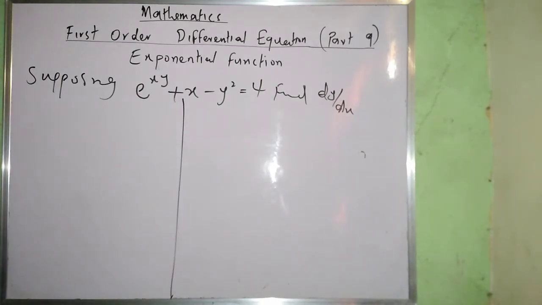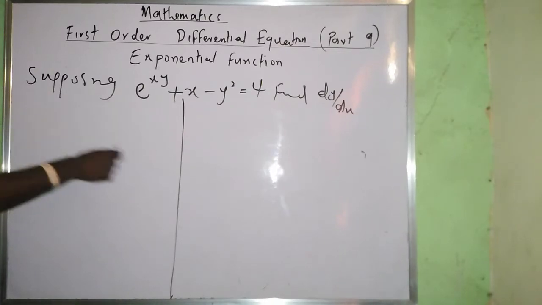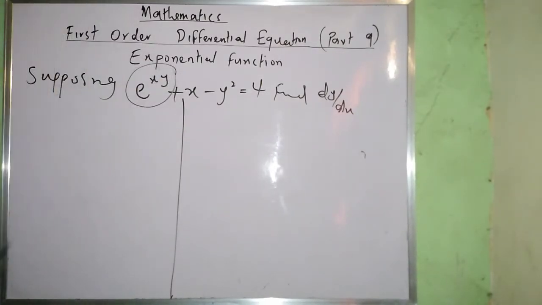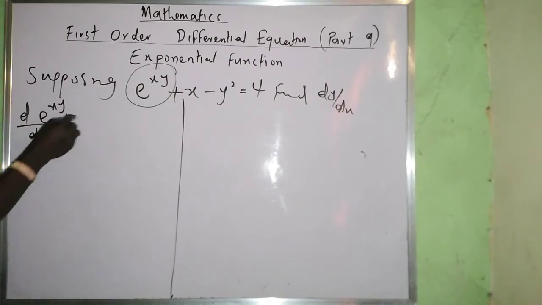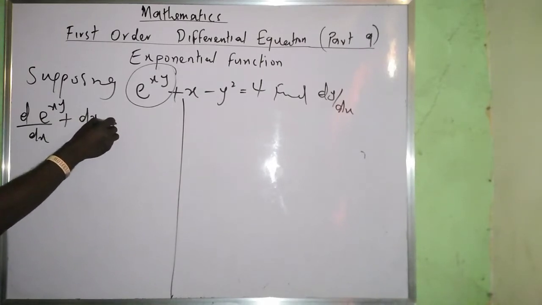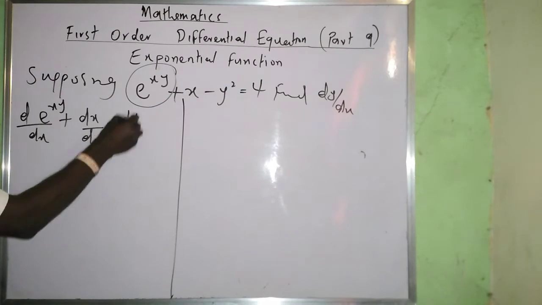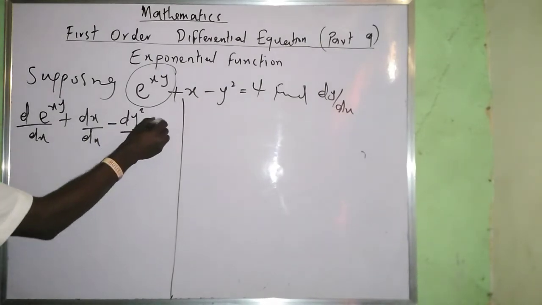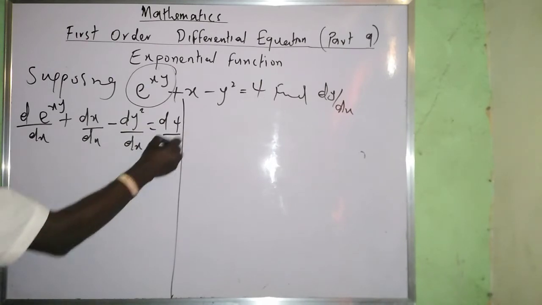Now, what I will do is this. This is called an implicit function, because there is a mixture of x and y at a particular point. So how do I solve this one now? I can say d of e to the power xy over dx, plus d of x over dx, minus d of y squared over dx, equals d of 4 over dx.